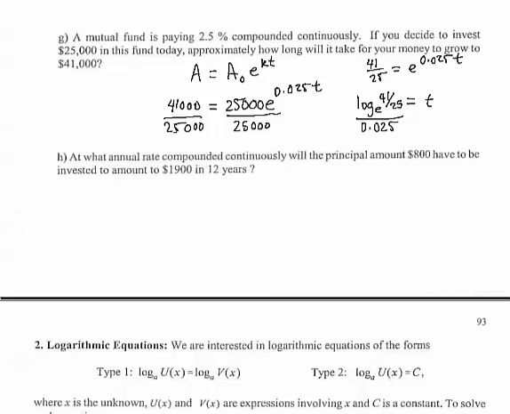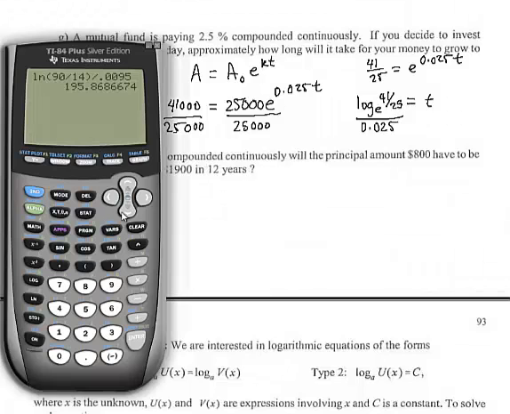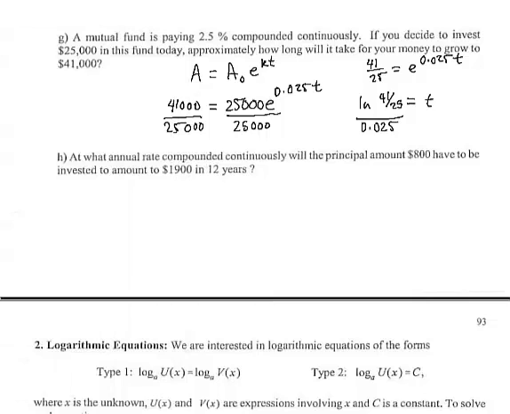So let's approximate this with our calculator. And then log base e is more properly written as the natural log, ln. So all we have to do is hit the ln key, and inside the argument type 41 divided by 25, and then divide that by 0.025. Enter. And we have 19.7, so I'll just round that to an even 20 years.